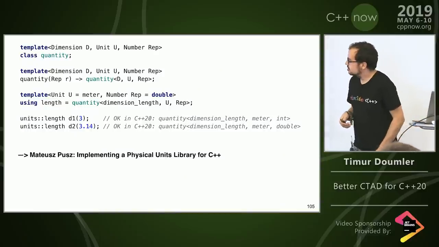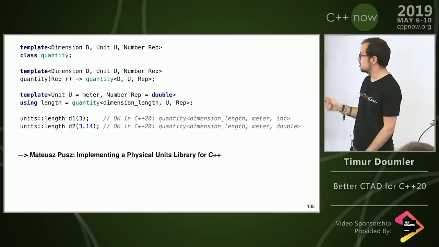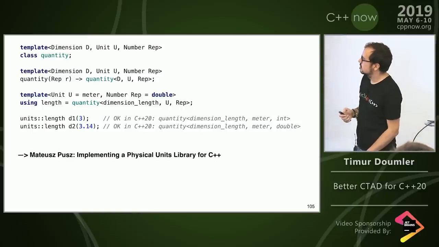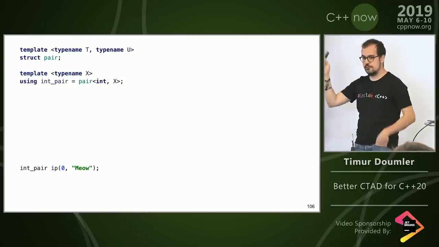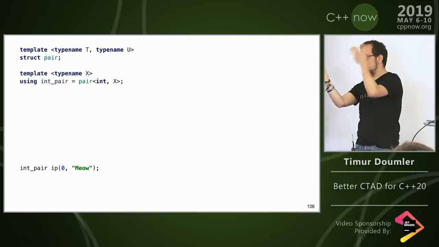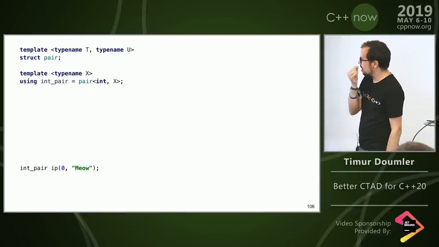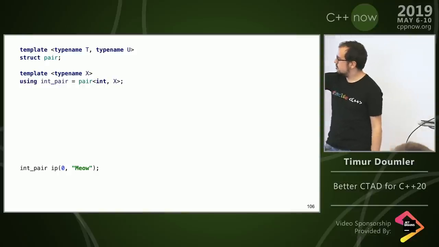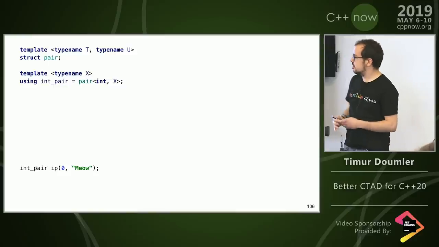How does this work exactly? This is a very clever algorithm which Richard Smith came up with. I'm going to try to describe it correctly. So how can we make this work? Let's take a simpler example, where you have a pair, and you fix the first template argument and leave the second one. Then if you initialize one of those and use CTAD, the first one is obviously an int, and you still want the second one to be deduced to const char star. So how does this work?